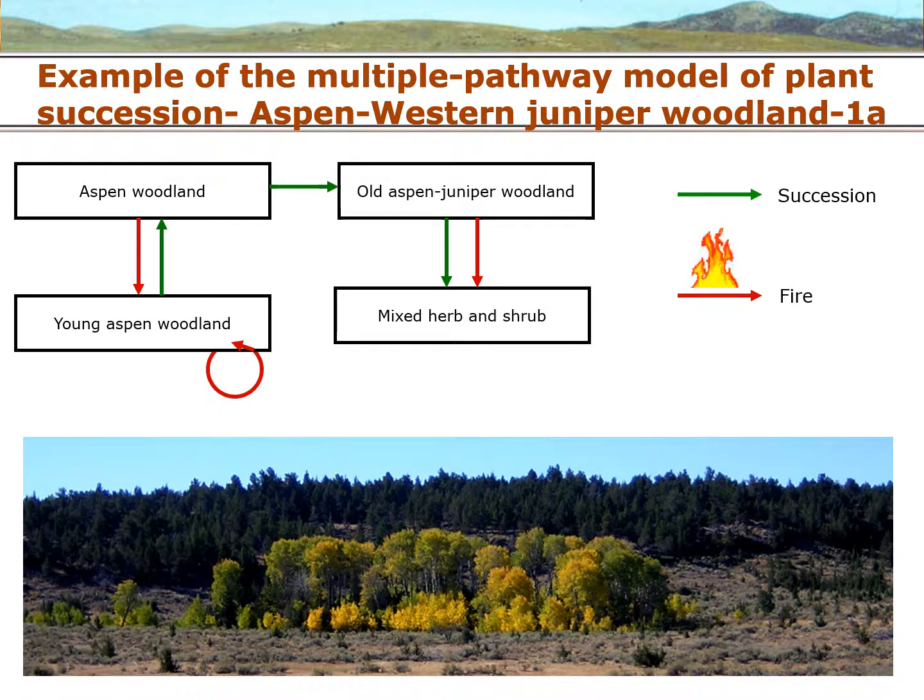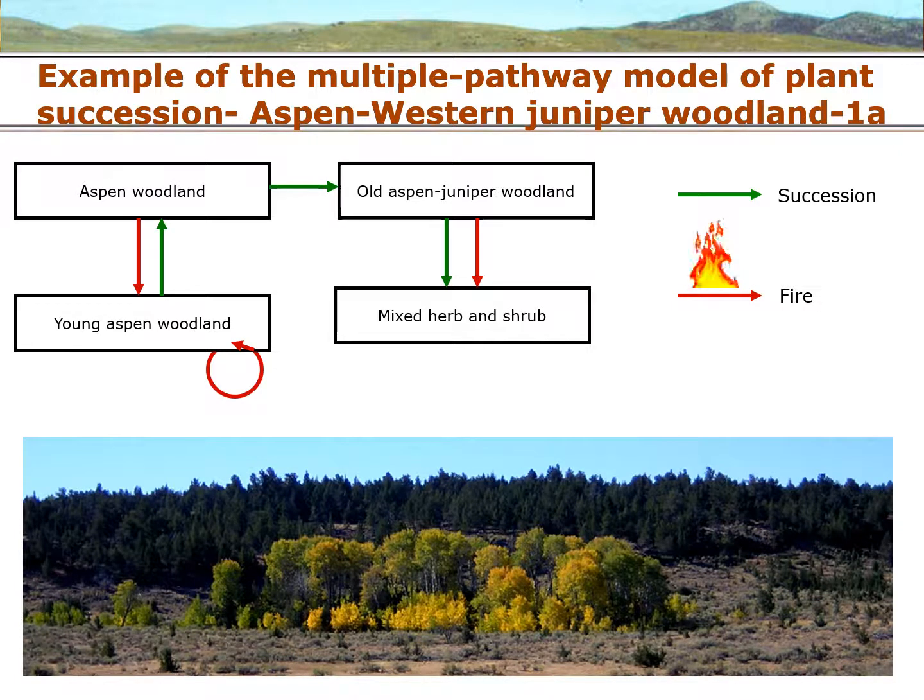So in this seral aspen, we have an aspen woodland in the top left box, and we might have fire burning through that aspen, which cleans out all the juniper in there and restores a young aspen woodland stand that then might eventually have some juniper encroachment and then burn again and cycle between the upper left box and the lower left box, the aspen woodland and the young aspen woodland.